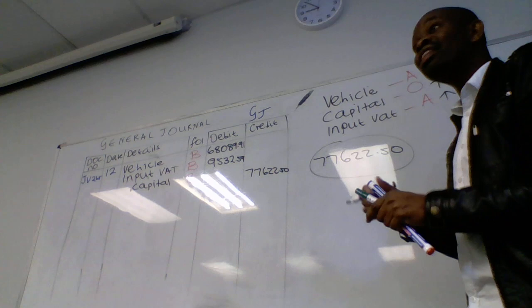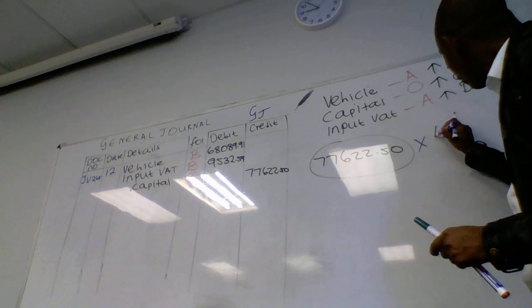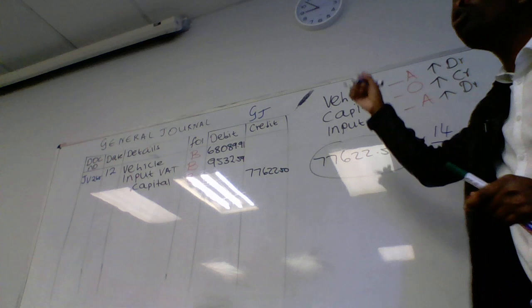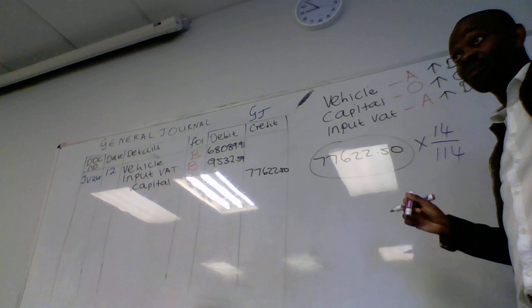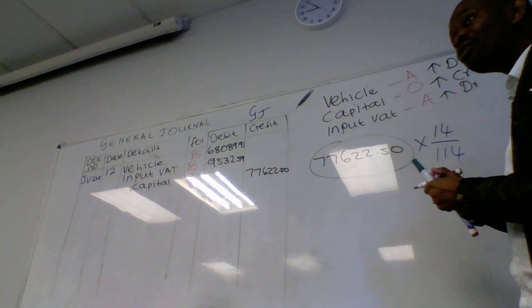You said this amount times 14 over 114. Why am I using 14 over 114? Because it's inclusive of VAT. Don't forget that, guys. That's why we had to learn VAT before. Remember? Now we're using it. So if you calculate, I'm telling you, you won't be surprised.